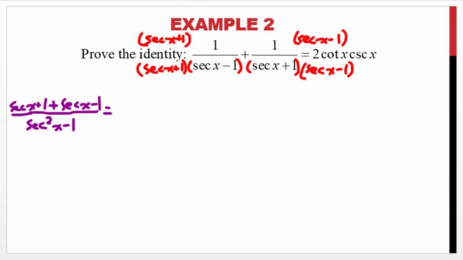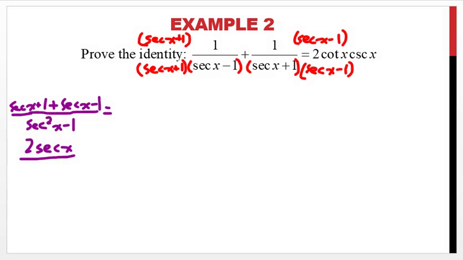Now we need to go back through our list of strategies. You might notice that on top, we actually have some terms that would cancel out because I have a plus 1 and a minus 1. So if those cancel, and secant of x plus secant of x, those are like terms, you can write that as 2 times secant of x. So that's just combining like terms on top.